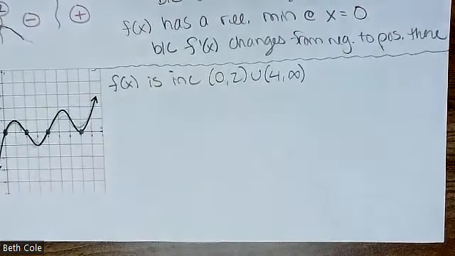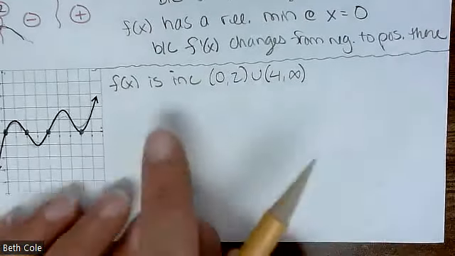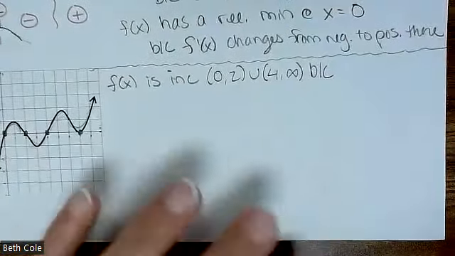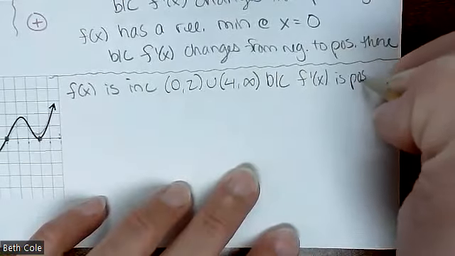F of x is increasing. You're talking about f of x, and you don't have the graph of f of x. You have the graph of f prime. So you're making statements about a graph that is not the one you're looking at. It's tricky. All right, f of x is increasing on these intervals because who's your source? All right, because f prime is positive there.